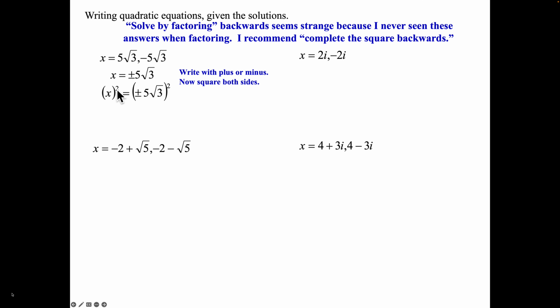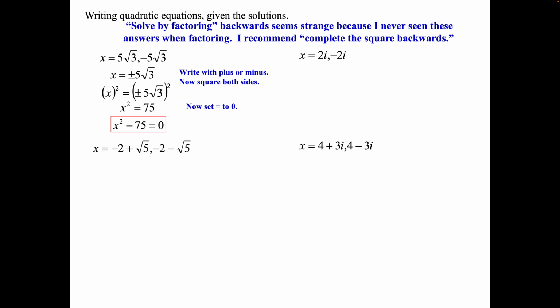Well, x being squared will be x squared. Positive or negative being squared will automatically be a plus or a positive. 5 squared will be 25. And the square root of 3 being squared will be just a 3. So 25 times 3 is 75. Now set it equal to 0. We just subtract over the 75. And there's my quadratic equation.